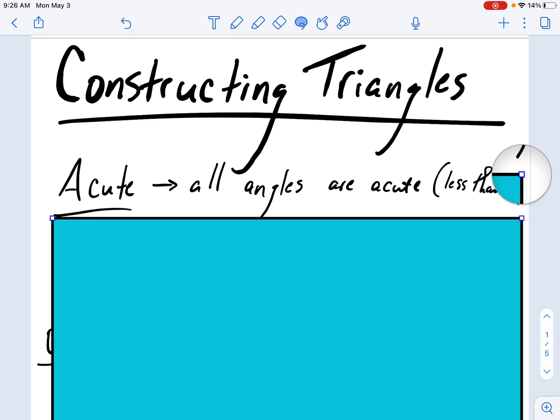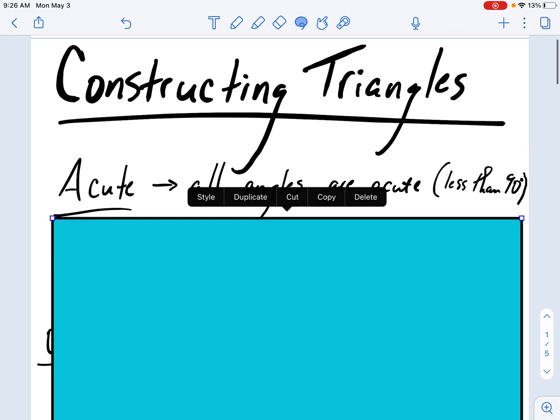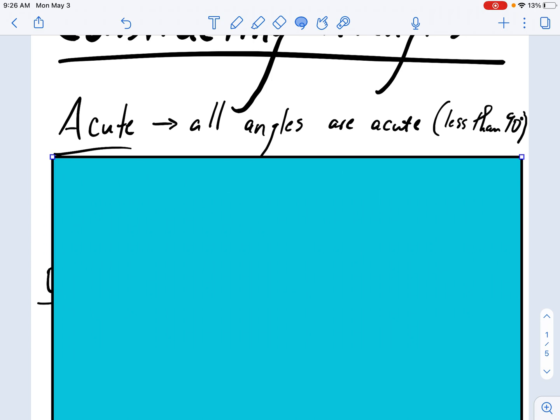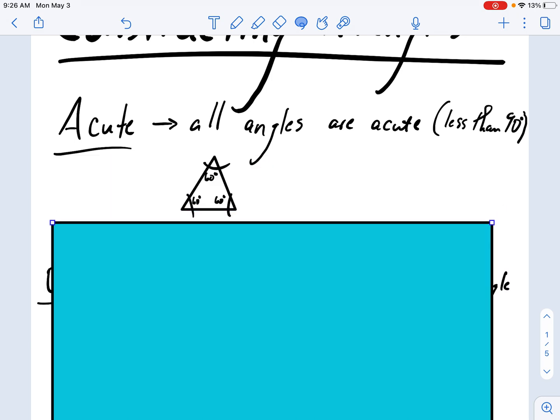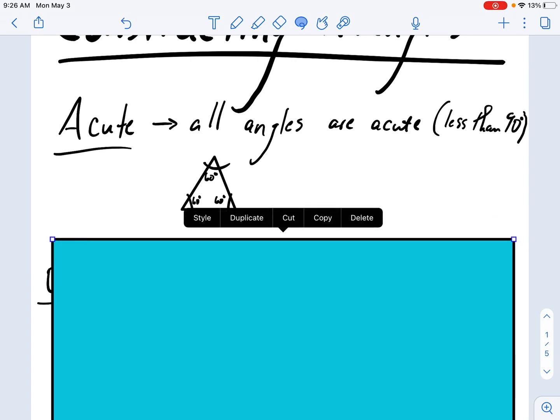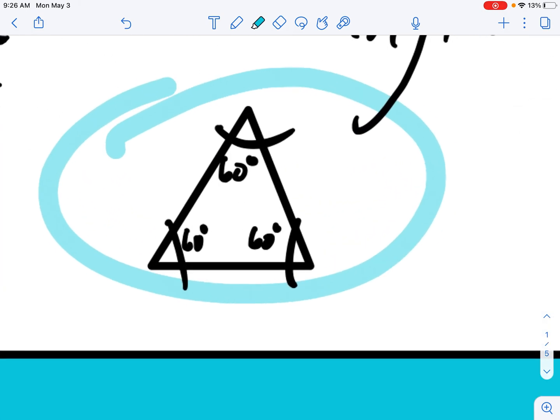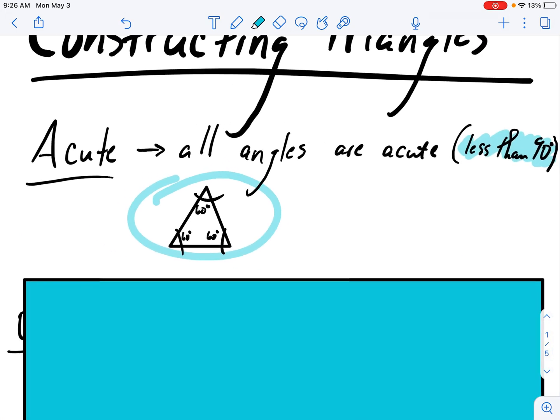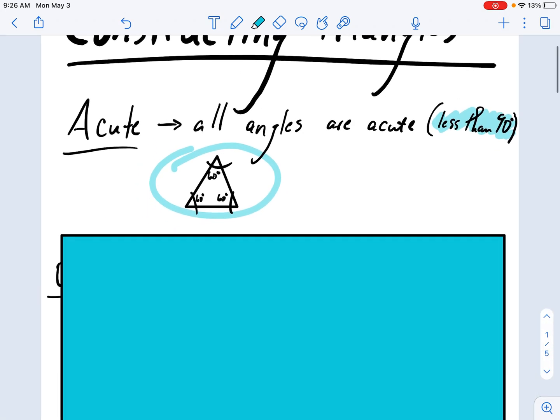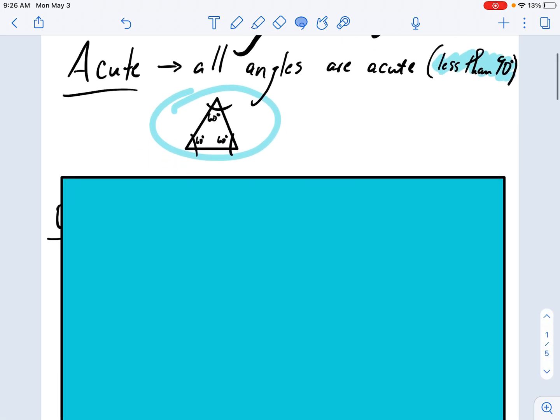So the first type of triangle we're going to learn about is called an acute triangle. And if you remember, acute angles are angles less than 90 degrees. So this means it's a triangle where every angle is less than 90 degrees. Okay, so if you look at this triangle I made, it has three angles that are all 60 degrees. So all the angles are less than 90.